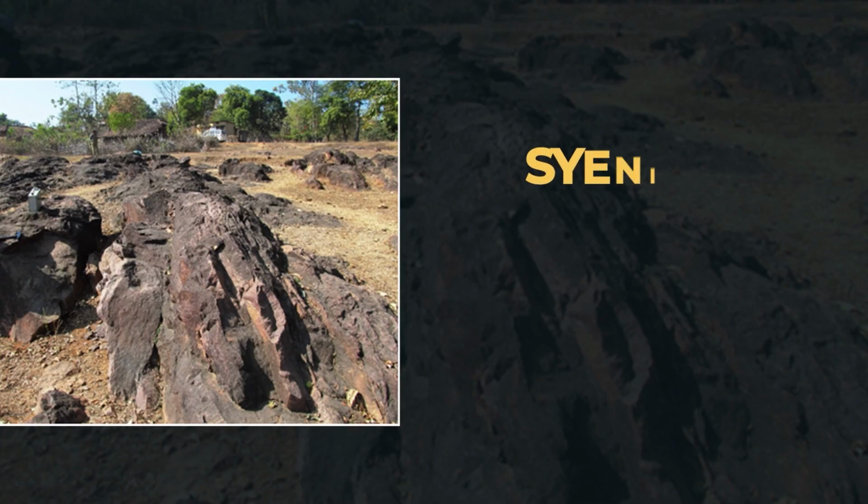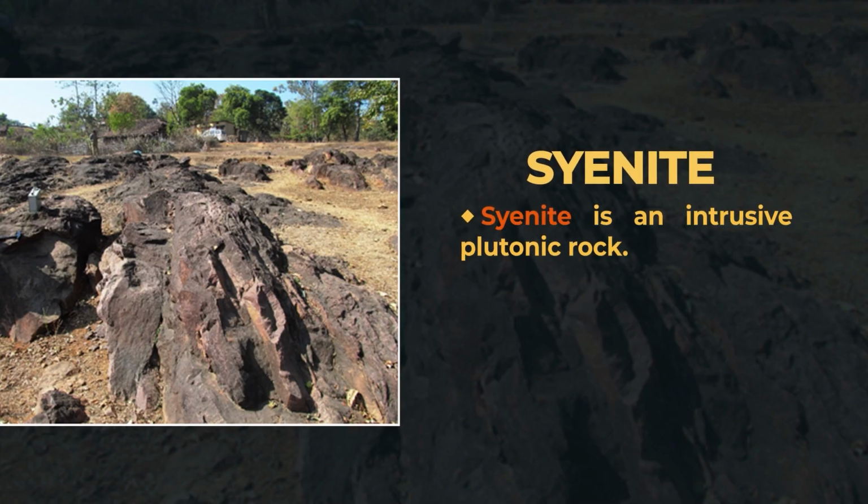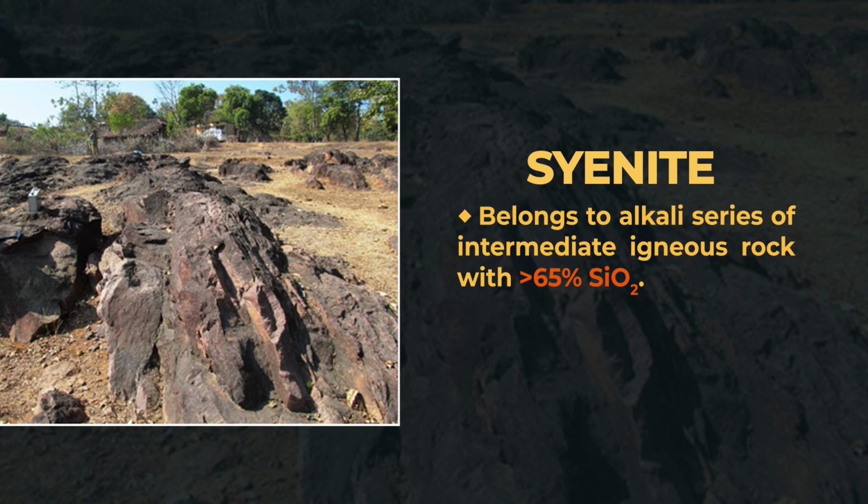Moving on to the third variety of intermediate igneous rock, syenite. Syenite is an intrusive plutonic rock and it belongs to the alkali series of intermediate igneous rock with a silica percentage more than 65%.